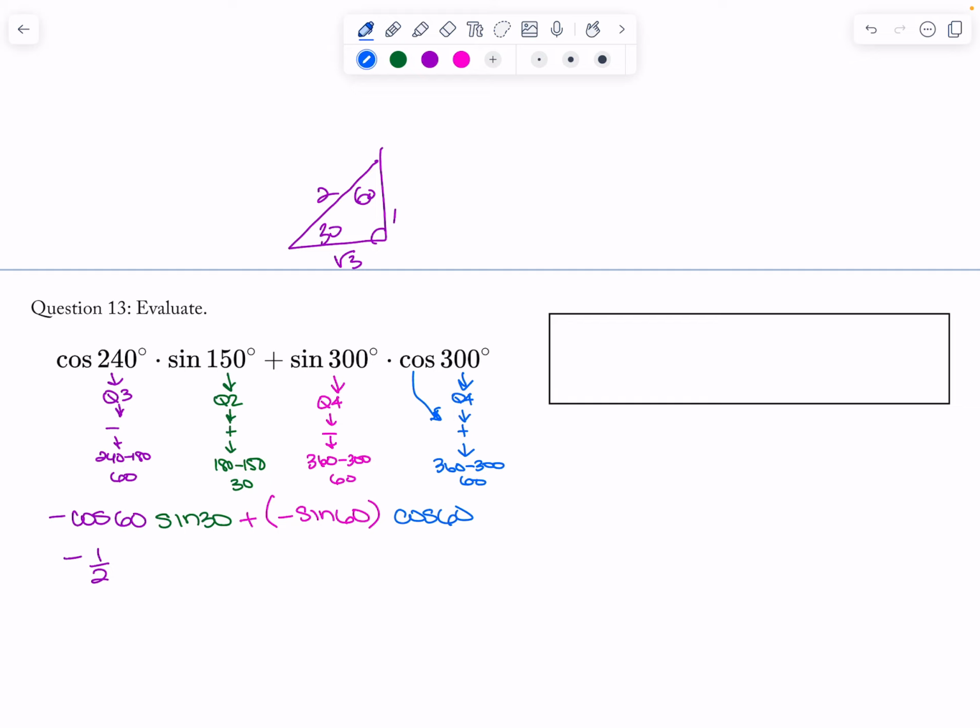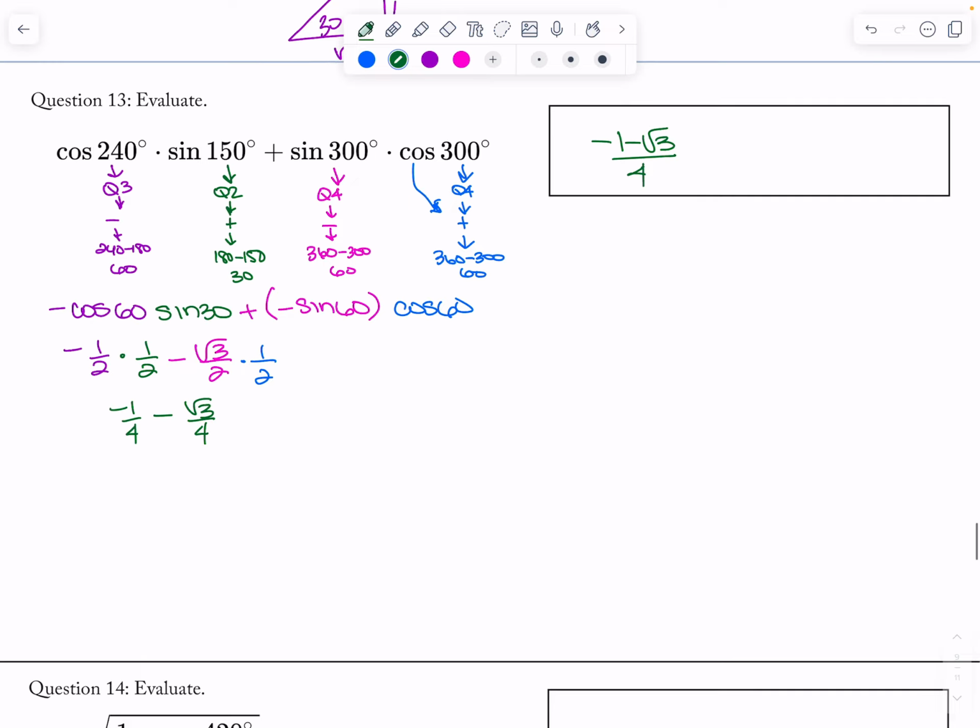The sine of 30 degrees is 1/2. And then I have a minus sine of 60 degrees, which is root 3 over 2. And then the cosine of 60 degrees is 1/2. So I get negative 1/4 minus root 3 over 4. So I get a negative 1 minus root 3 all divided by 4.